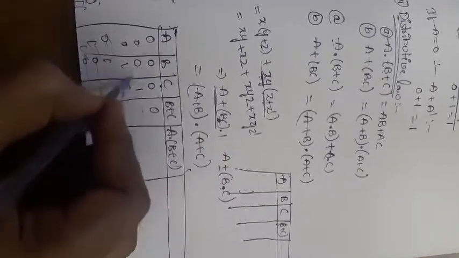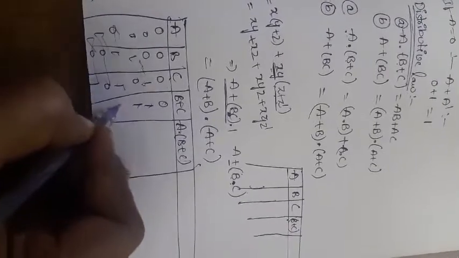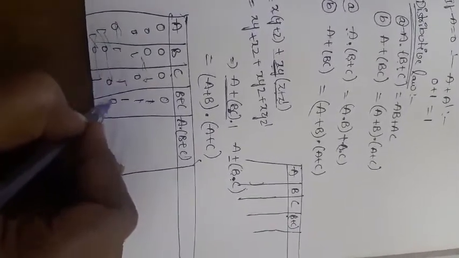So 0 plus 0, what is the result? 0. 0 plus 1, you can add these 2 variables. 0 plus 1, 1. 1 plus 0, 1. 1 plus 1, 1. 0 plus 0, 0. 0 plus 1, 1. So like this you have to simplify the B plus C.